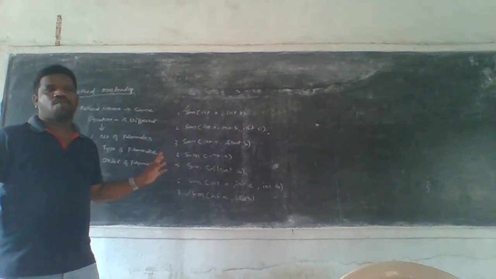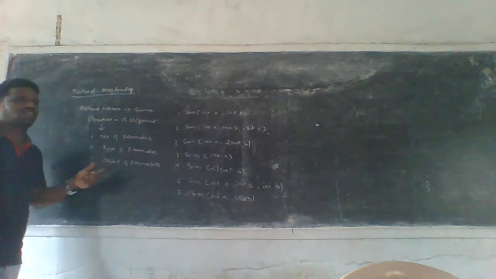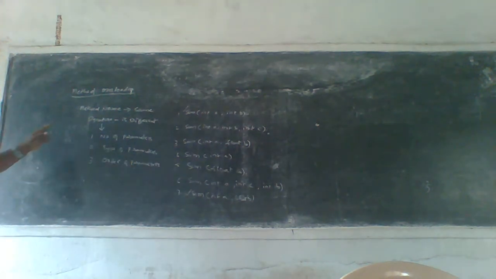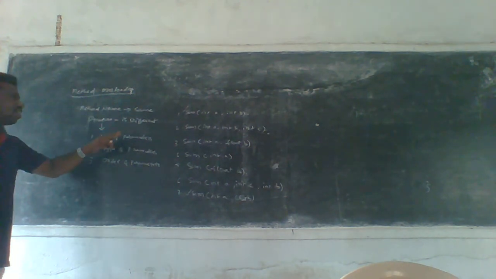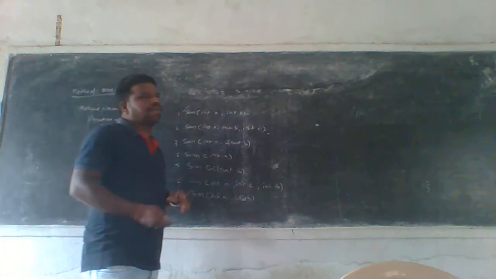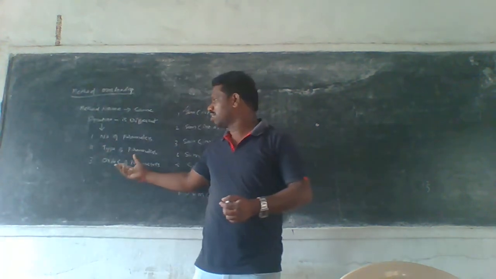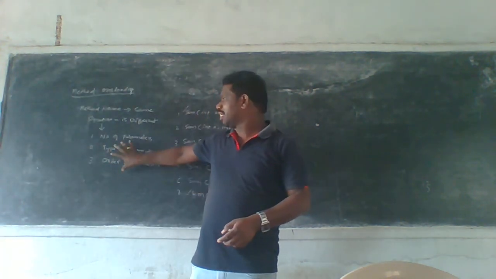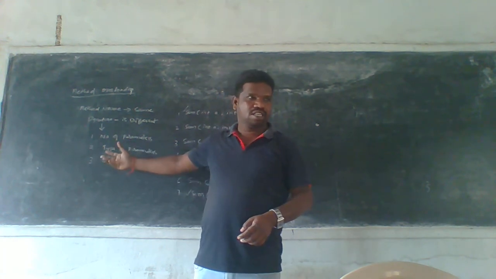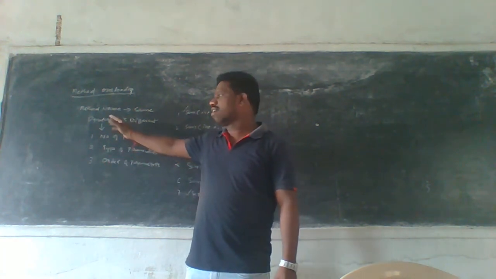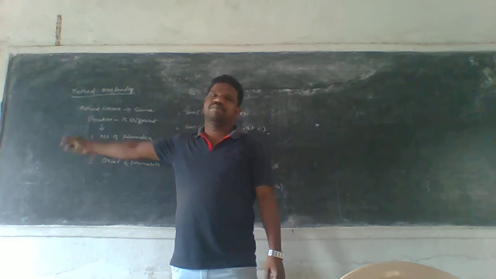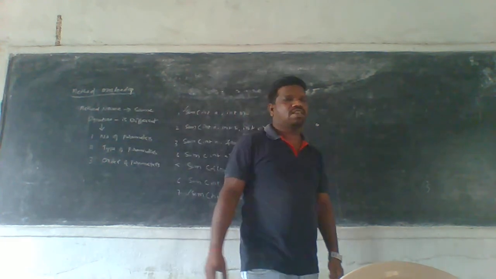Okay, this is a very important question as a short answer. What is method overloading? Method overloading is said to be: method name must be same and the signature is different. Signature means number of parameters, type of parameters, order of parameters. These three must be different, but the method name must be same. That is called method overloading. Okay, right.